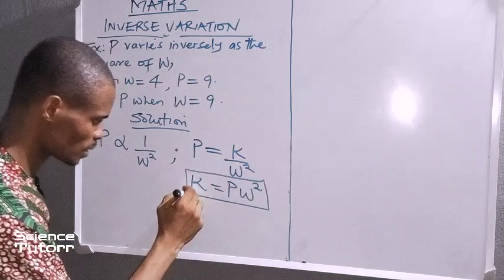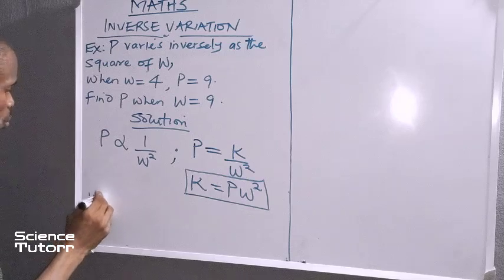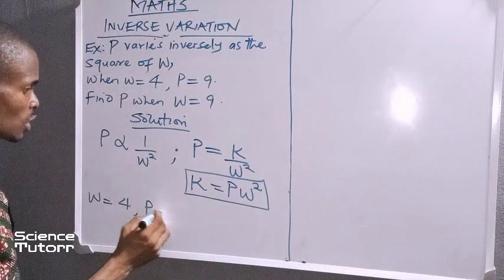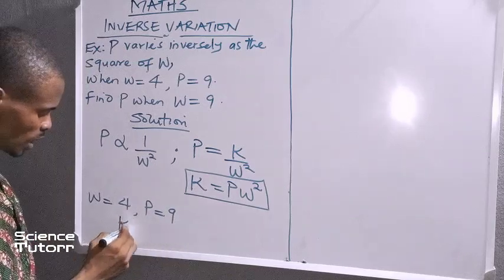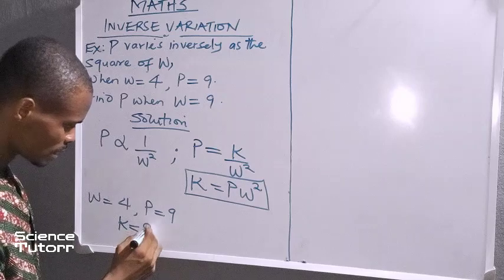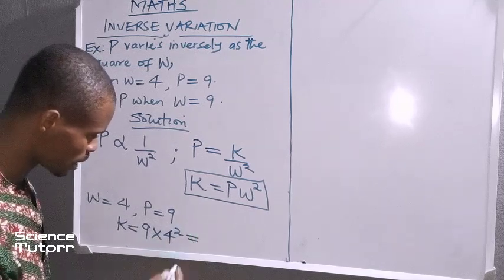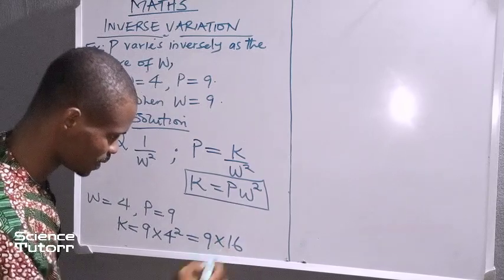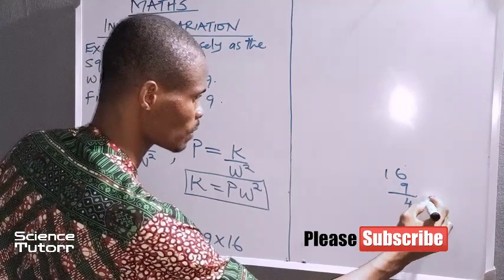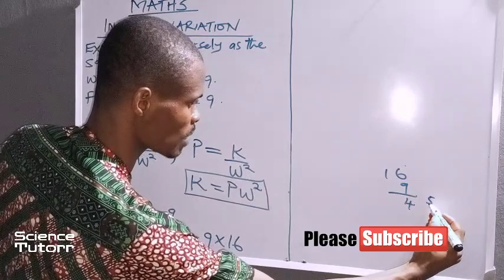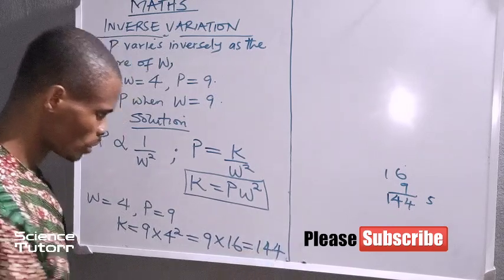So take note of this equation. Now, the second sentence says when W equals 4, P is equal to 9. So we substitute both into the expression to find K. It means K will be equal to P, which is 9, times W, which is 4, so I have 4 squared. That makes 9 times 16. So 6 times 9 is 54, write 4 and carry 5. 9 times 1 is 9 plus 5 is 14. So we have 144. So K is equal to 144. That is the value of K.